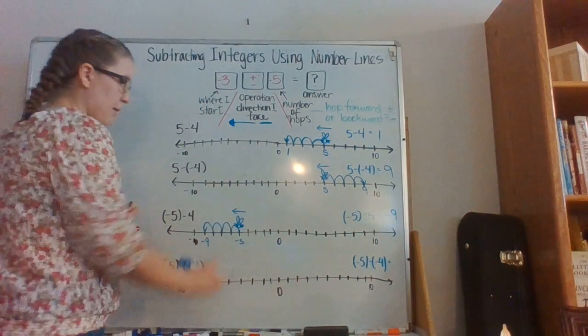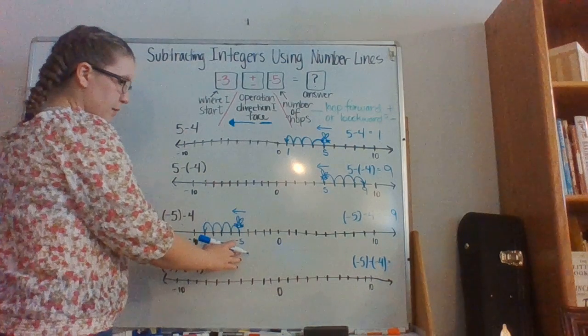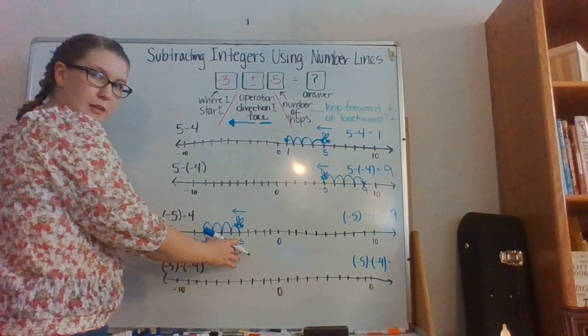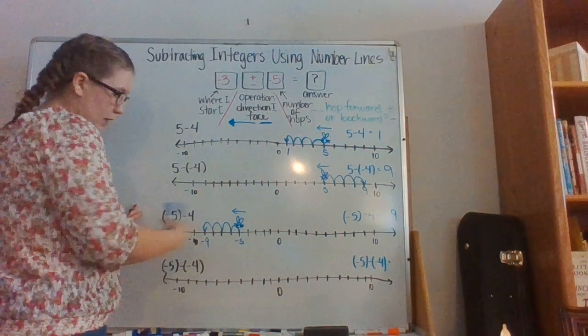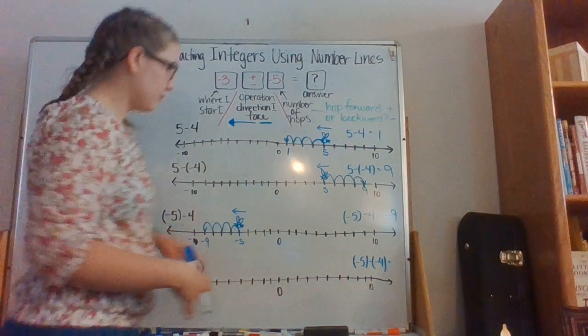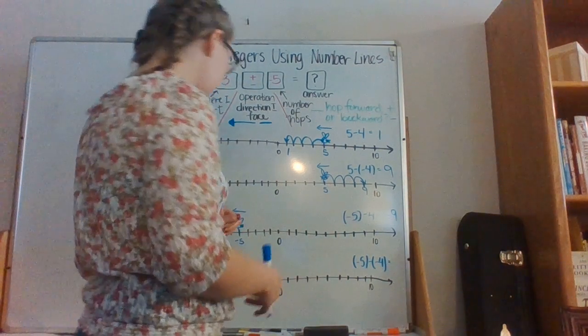That makes sense because I'm already at negative 5, and if somebody takes more money from me, I'm going to have even less money.